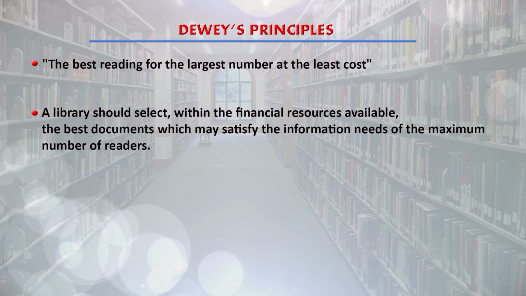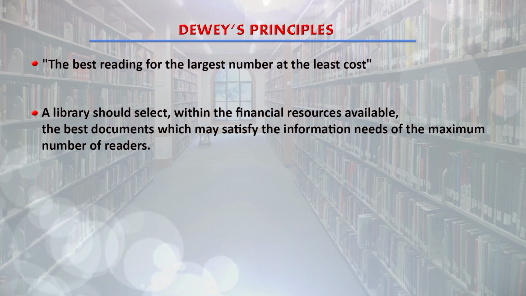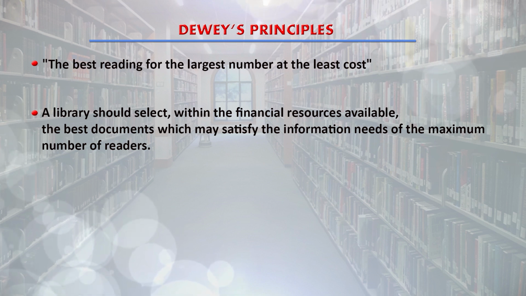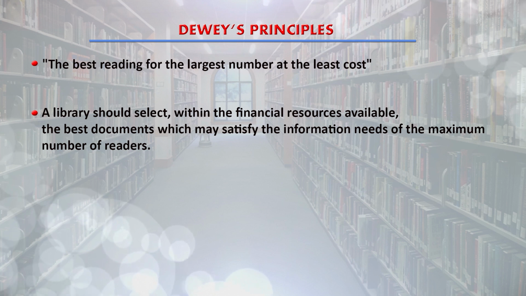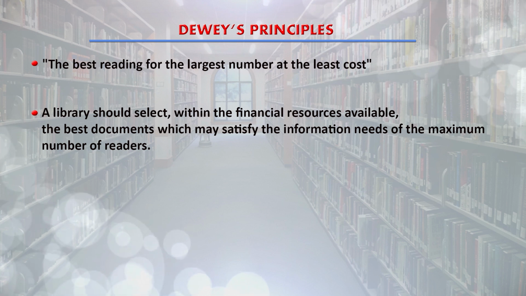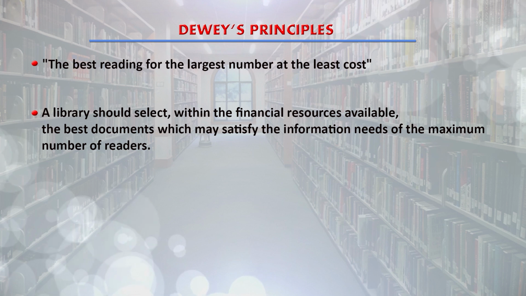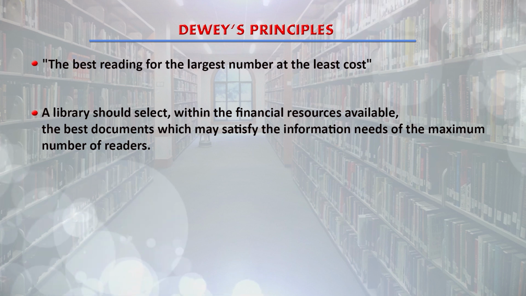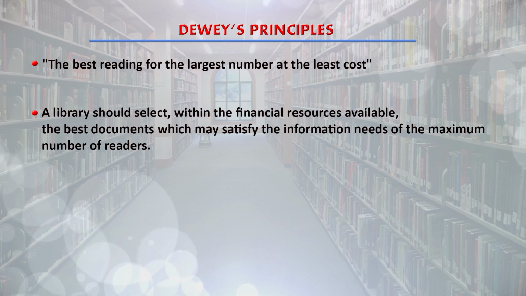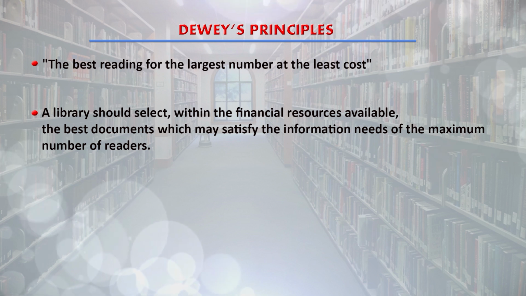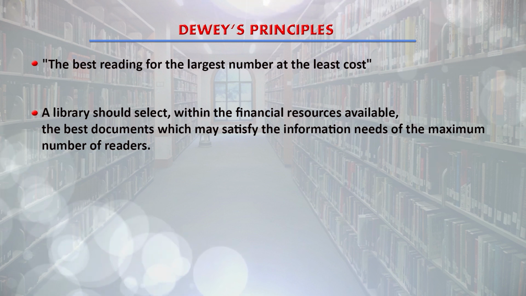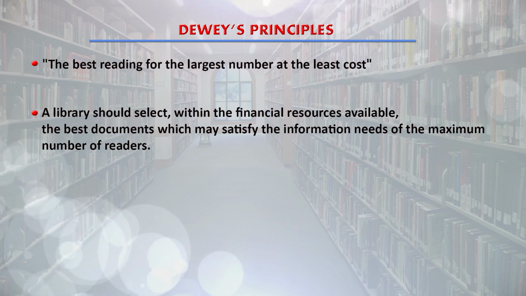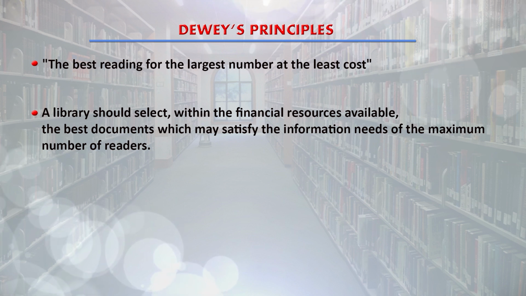of users. If the number of users in a particular category is large, you have to take care of them at the cost of those who are less in number. But at the same time, you should be able to provide them with the best reading material, best in terms of contents, and at the same time also take care of the cost, because you have to see how you can provide them at the least cost.